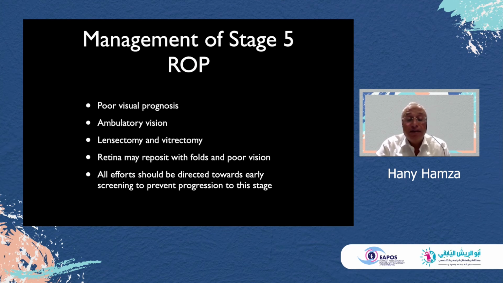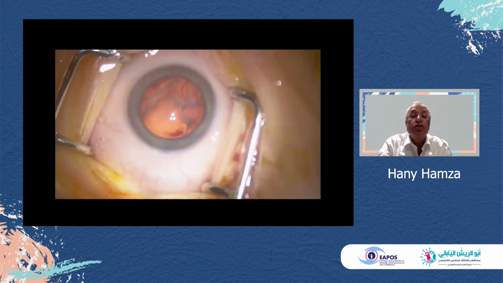Management of stage 5 ROP, despite all efforts, carries a very poor visual prognosis, and you can promise only in the best circumstances ambulatory vision to this child. We usually do a lensectomy and vitrectomy, and the retina may reattach with folds and poor visual acuity. All efforts should be directed towards early screening to prevent progression of these neonates to this unfortunate stage.